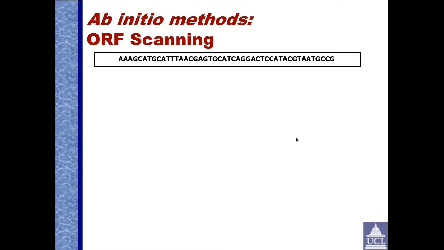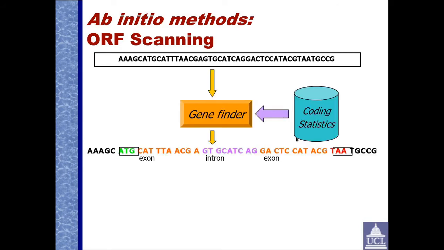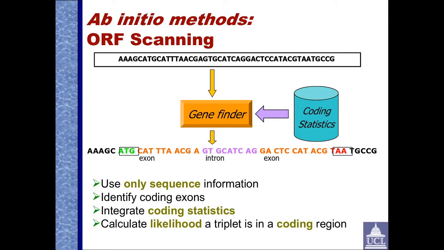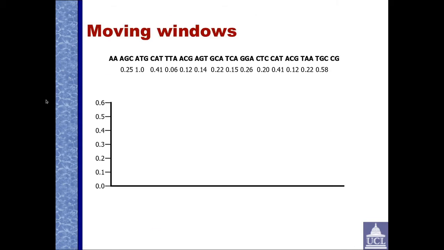So what we can do then is take a piece of sequence, and we can create some sort of gene finder that makes use of these coding statistics in order to identify the exons and introns. The fact that it's ab initio means that it only uses this intrinsic sequence information. It identifies the coding exons, it integrates these coding statistics, and essentially calculates the likelihood that a particular triplet is in a coding region. The simplest way of applying this sort of information is to use a moving window.